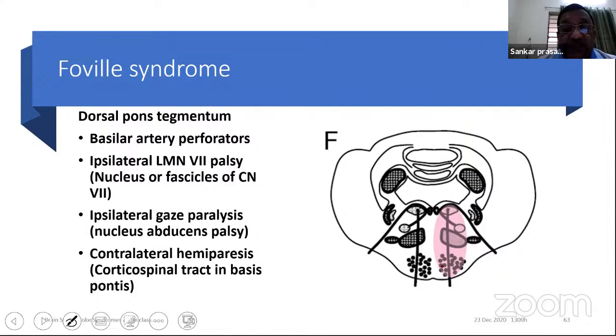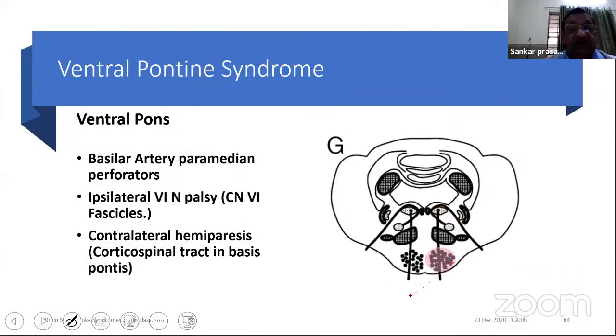Here also, the basilar artery perforators, and the left side seventh lower motor neuron palsy, nucleus or fascicles can be affected. There will be a gaze palsy, gaze paralysis, because the nucleus of the abducens is involved. This is the nucleus of abducens that is involved, and of course because of this you get contralateral hemiplegia. So we'll see what gaze paralysis is, and you just keep it in mind. I'll show you a wonderful diagram so that you won't forget.